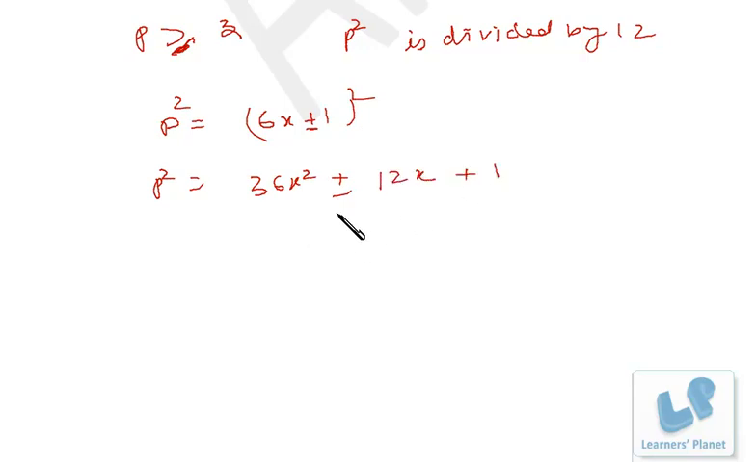Now if you divide this expression by 12, what will be the remainder? 36x square is a multiple of 12, 12x is a multiple of 12, only 1 is left. So the remainder will be 1 only. If you know this property, that p is always in 6x plus minus 1 format, that means it is either 1 less or 1 more than a multiple of 6, then this can be done very easily. Else there is no method to solve this problem. I hope you are clear.